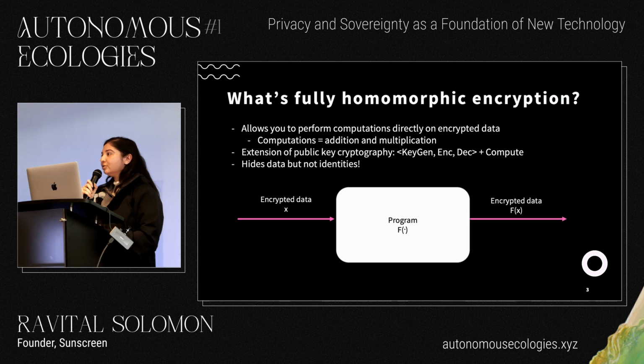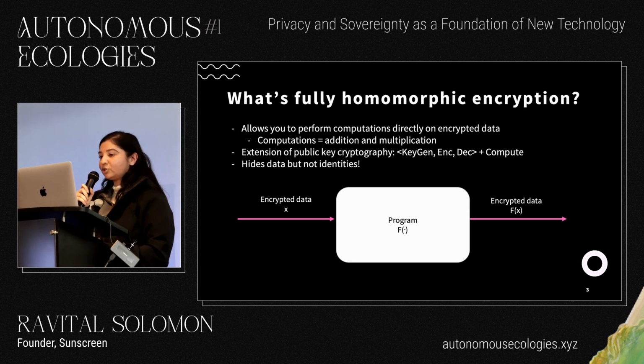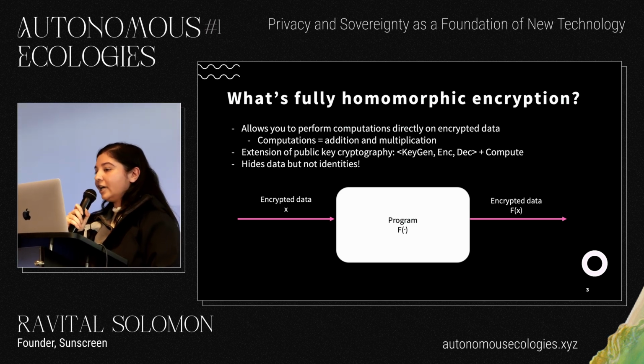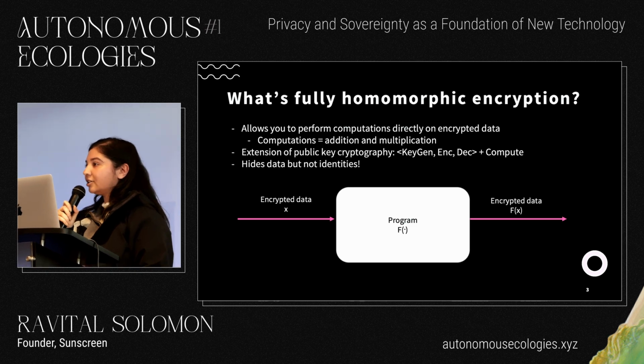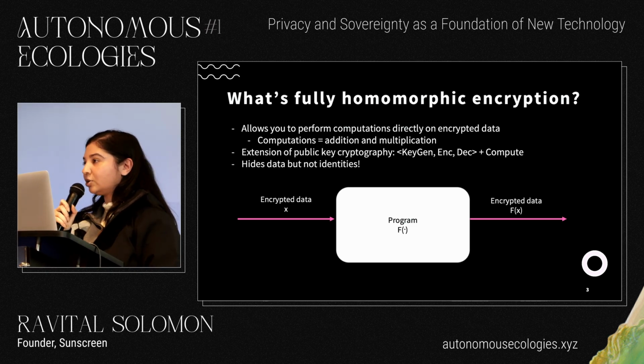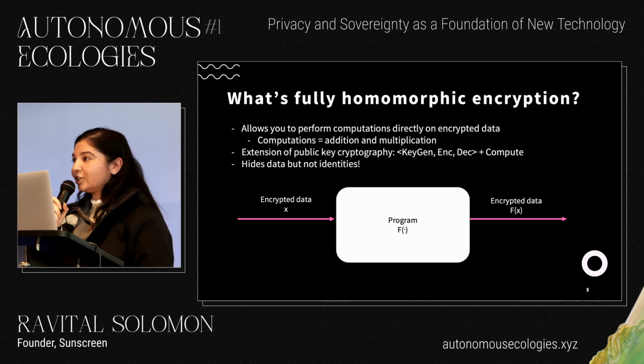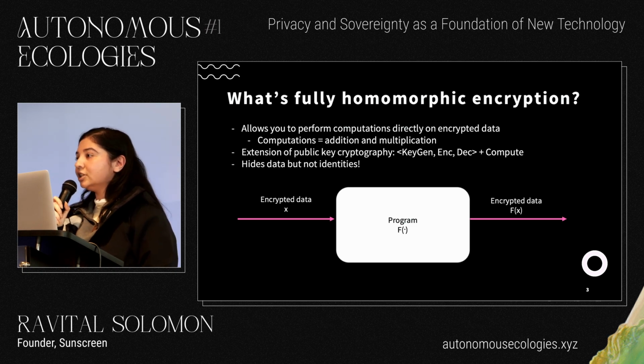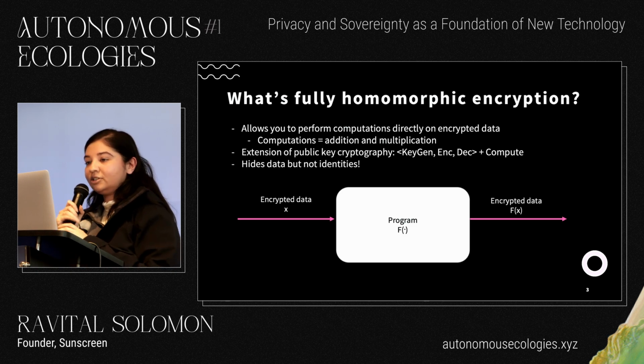In the image below, we can imagine putting some encrypted data into a program and then running that program directly on our encrypted data to get some encrypted outputs. Just to clarify, fully homomorphic encryption is focused on data privacy. There is nothing to do with anonymity here. So if you're interested in hiding identities, you'll need to combine FHE with some other technology.